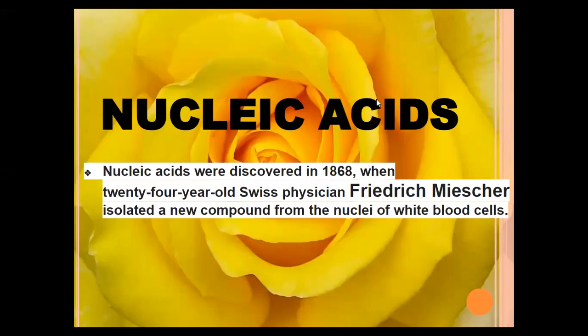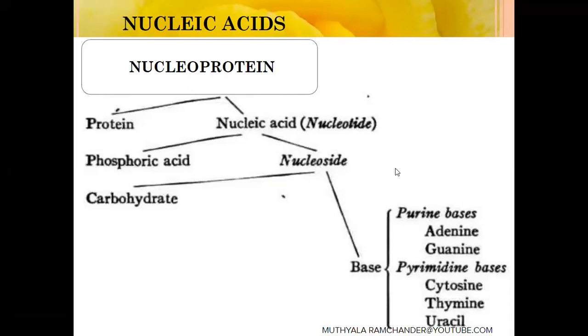Nucleic acids. Nucleic acids were discovered in 1868 when 24-year-old Swiss physician Friedrich Miescher isolated a new compound from the nuclei of WBC. Nucleic acids are also called nucleoprotein.